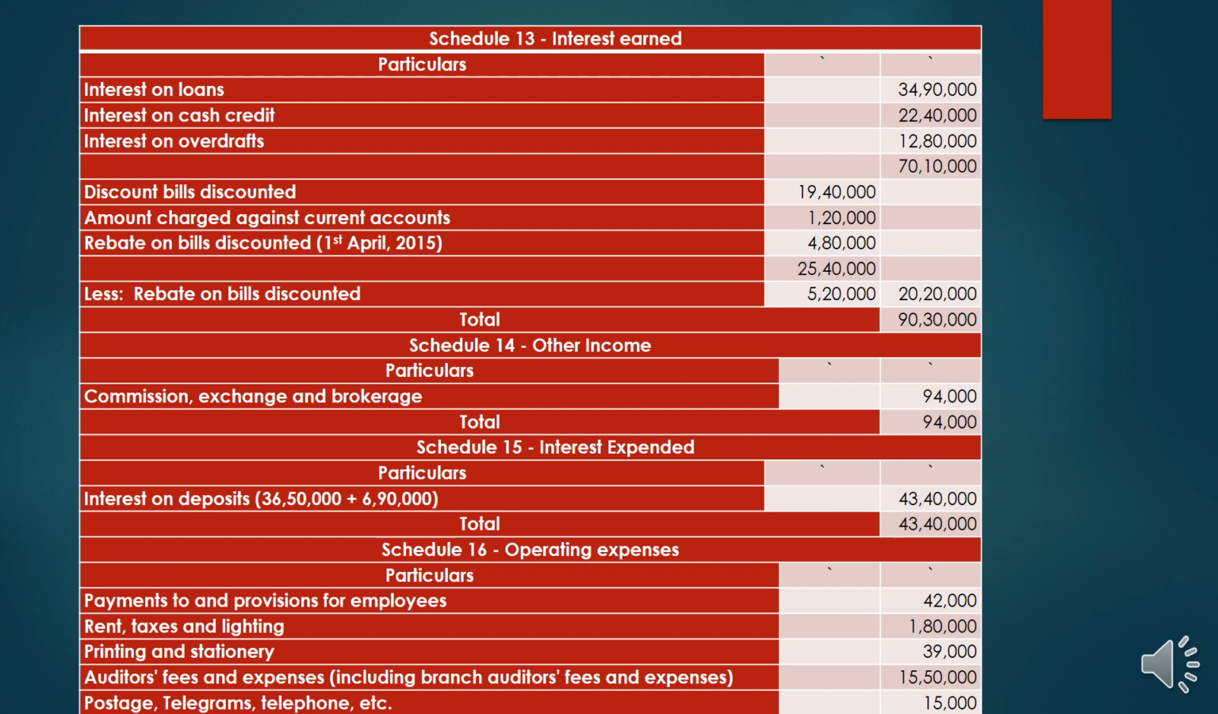Next, schedule 14, other income, we have commission. Schedule 15, interest expended, we have interest on deposits, total 43,40,000. Next, operating expenses: payment made to employees, rent, taxes and lighting, printing and stationery, auditors fees, postage, telegram, telephone, etc. and other expenditure. And under provisions and contingencies, we have provision for taxation 14,70,000.